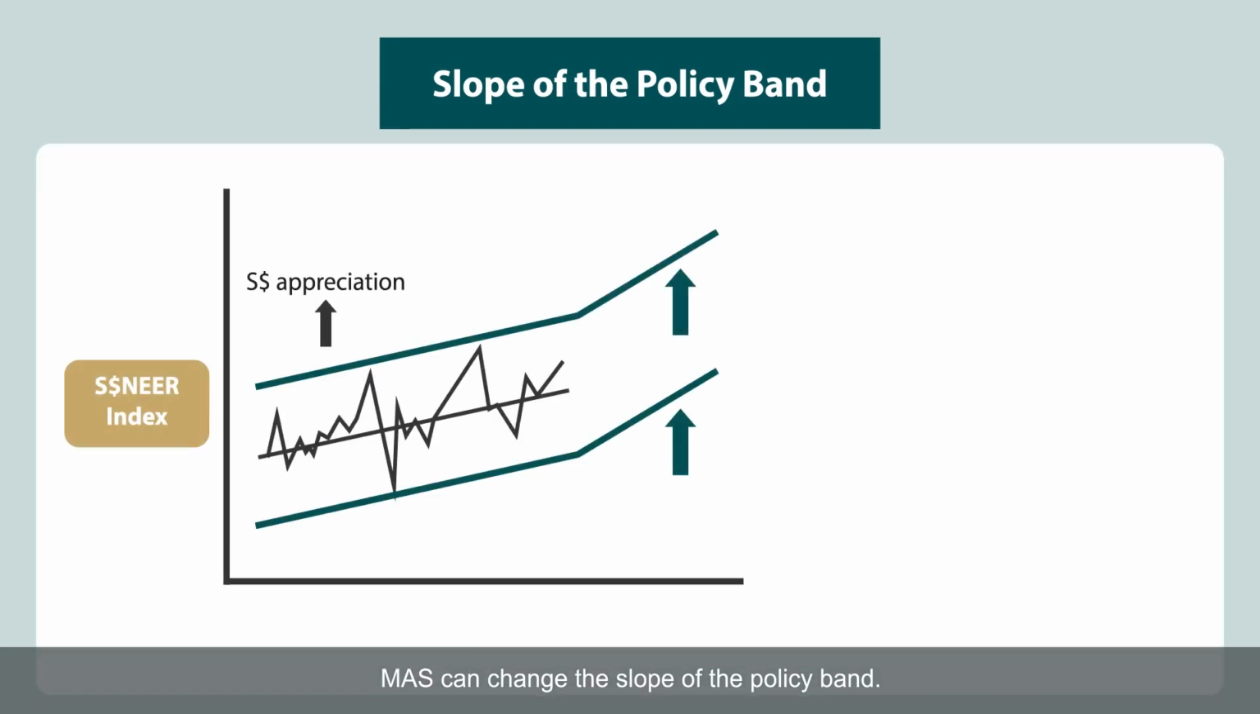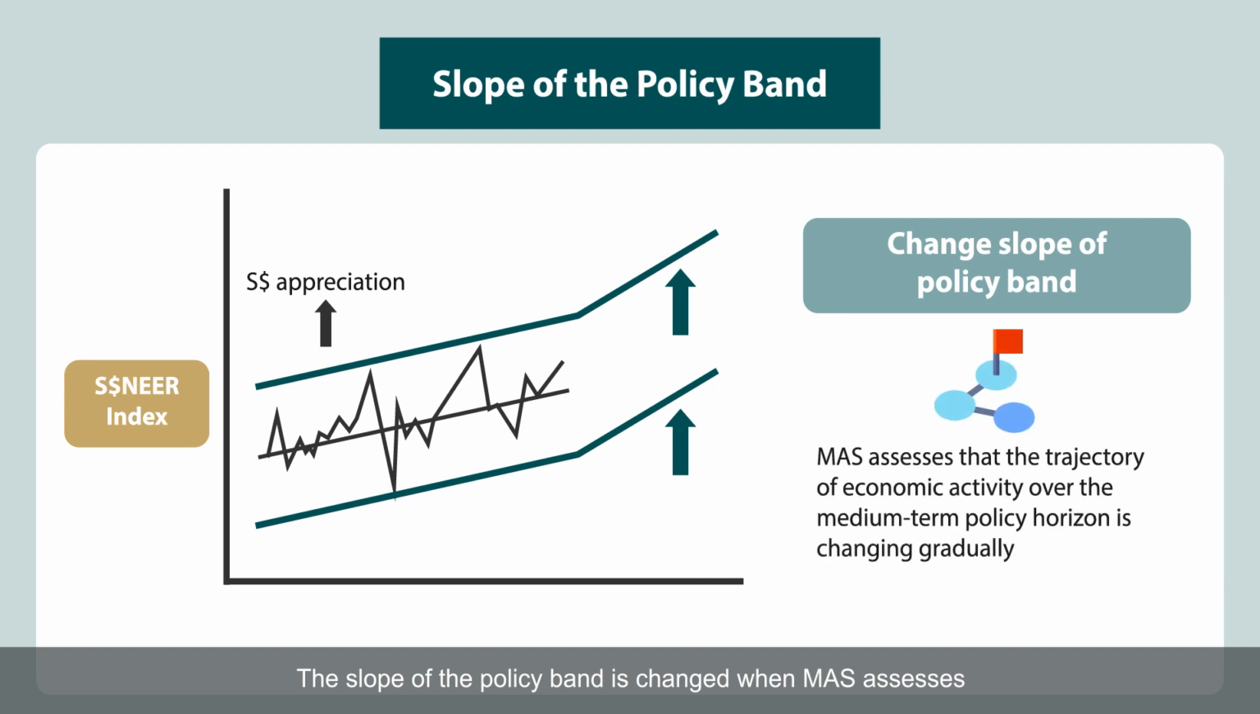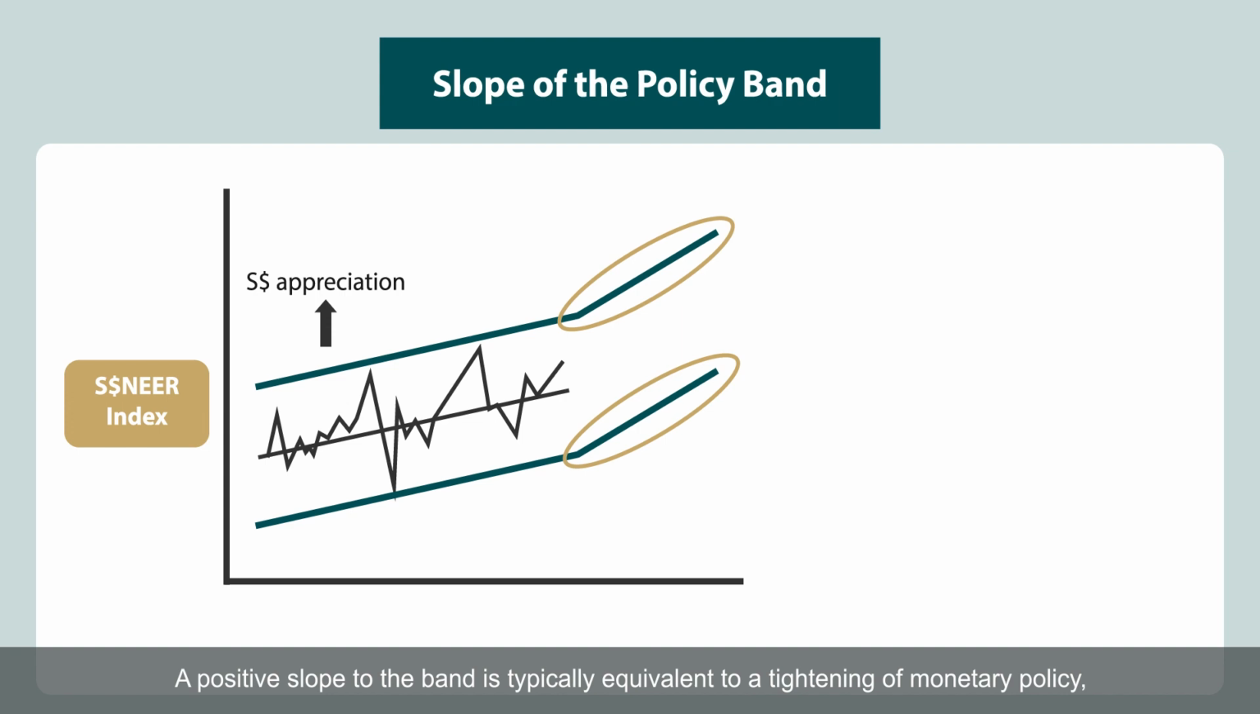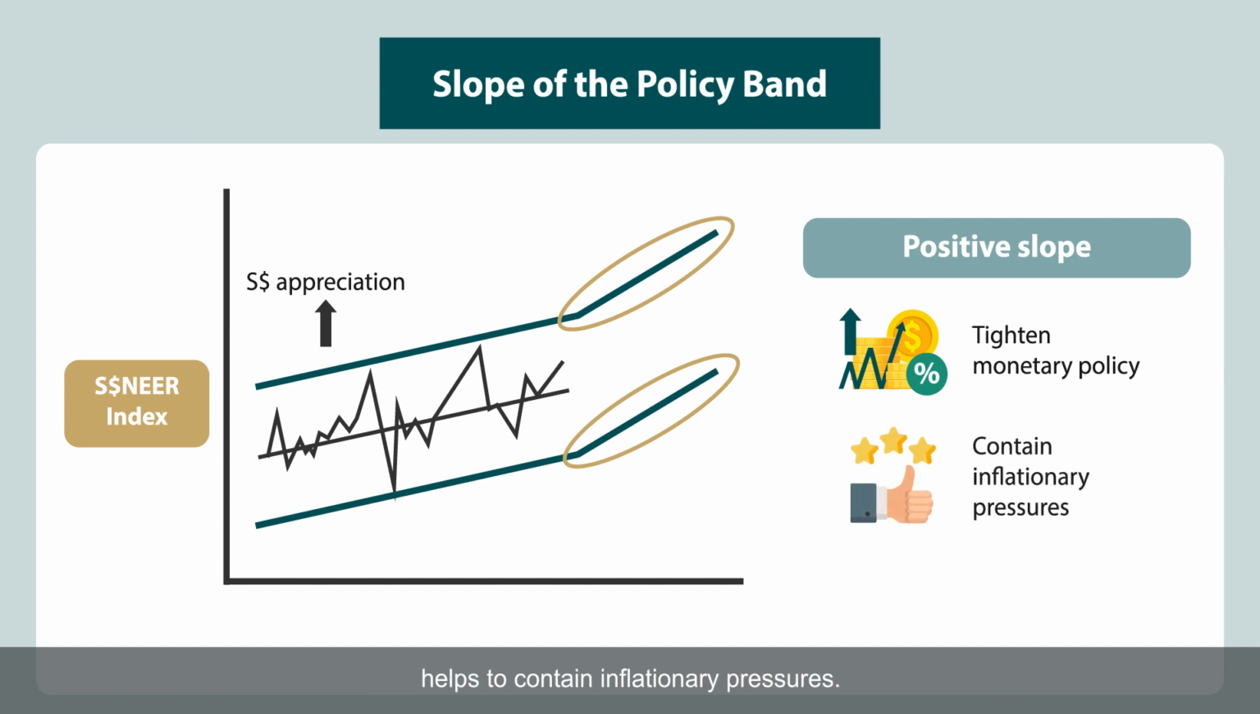MAS can change the slope of the policy band. The slope of the policy band is changed when MAS assesses that the trajectory of economic activity over the medium-term policy horizon is changing gradually. A positive slope to the band is typically equivalent to a tightening of monetary policy, in the same way that other central banks, such as the U.S. Federal Reserve, tighten monetary policy by raising their policy interest rate. An appreciating trajectory for the Singapore dollar nominal effective exchange rate helps to contain inflationary pressures.